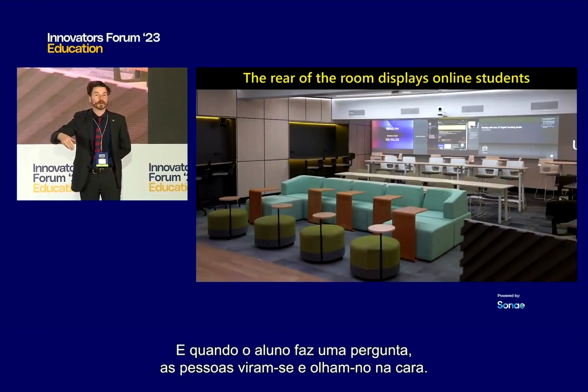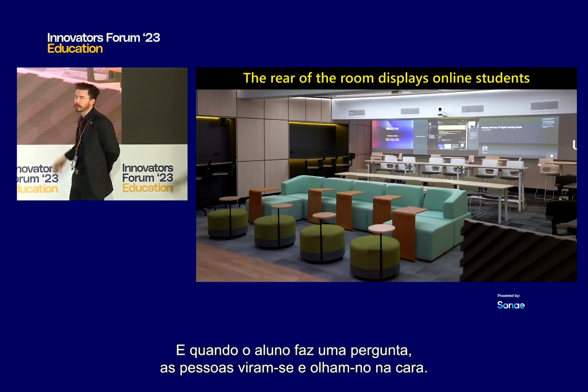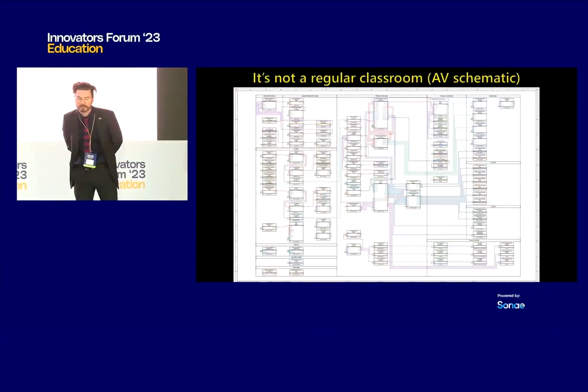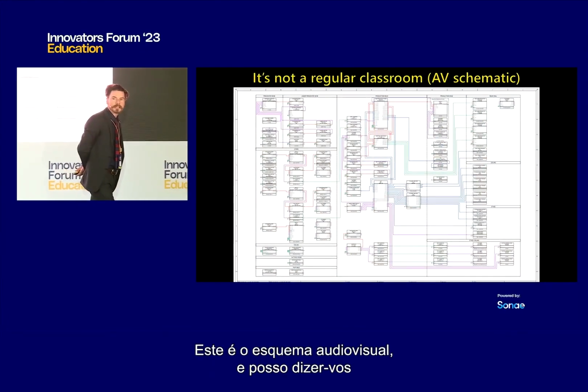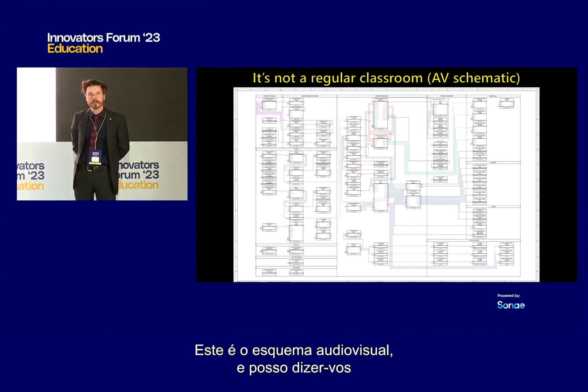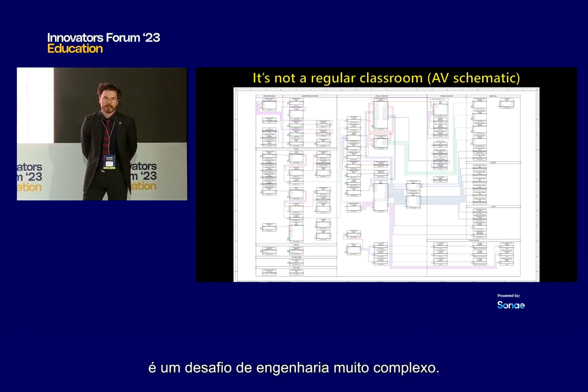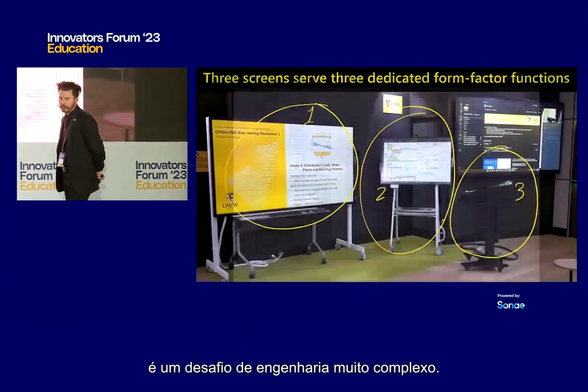And when they ask a question, the people in the room turn to them and they look them in the face. They have a physical presence in the room. It's not a regular classroom. This is the AV schematic, and I can tell you that maintaining the fidelity of every single part of that humanistic model of communication is a very, very complex engineering challenge.